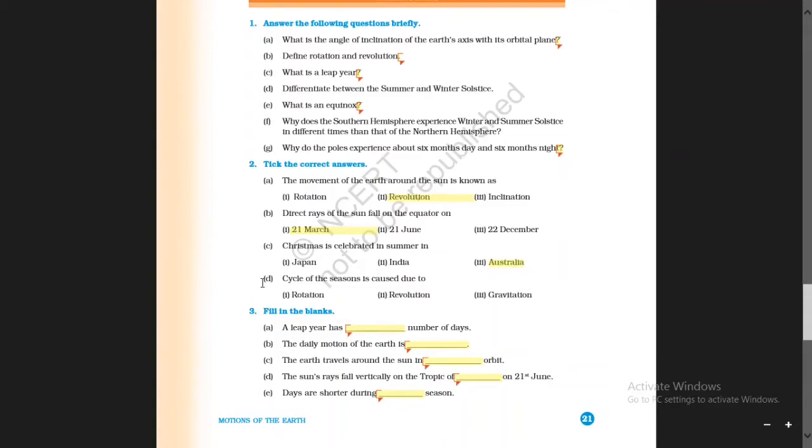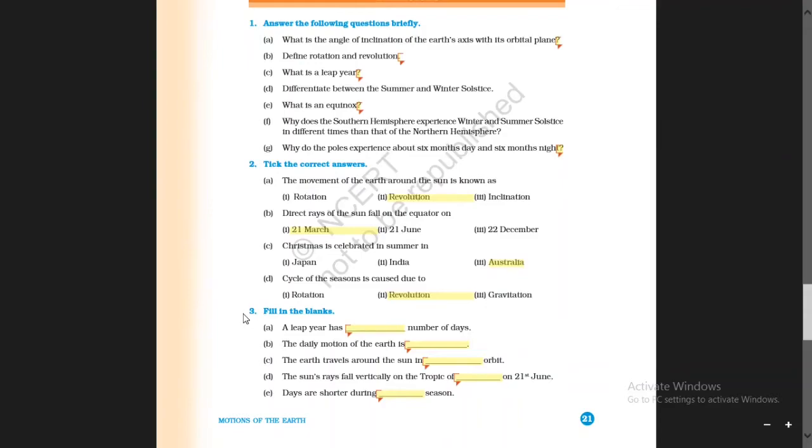Next one. Cycle of the seasons is caused due to, which one is correct? Whether rotation or revolution or gravitation. So second option, that is revolution, is the correct answer. You tick revolution. So for exam perspectives, these questions are important, remember, boys.